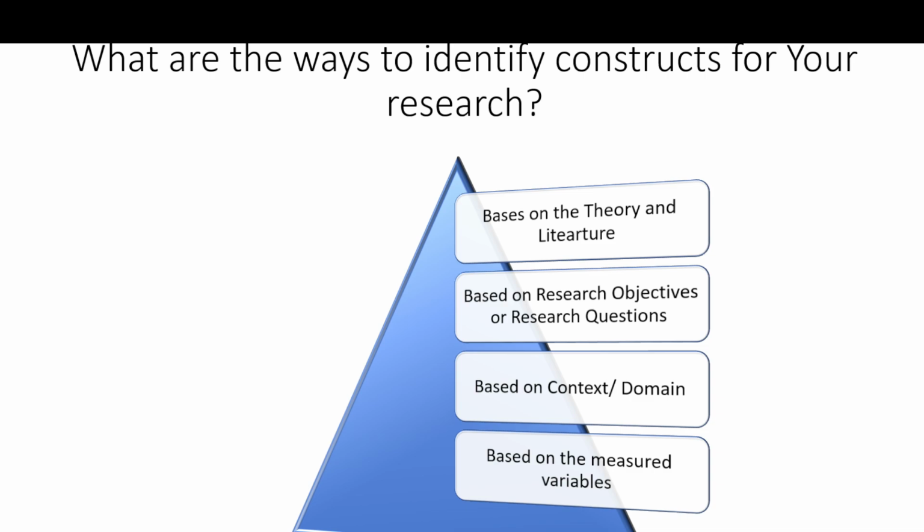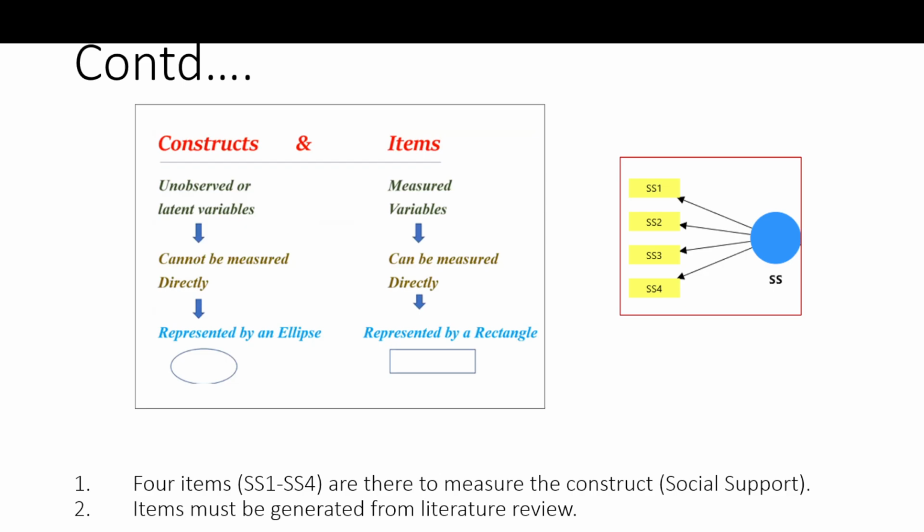Now, what are the ways to identify constructs for your research? It is based on the theory and the literature, based on the research objectives or the research questions, based on the context or the domain, and based on the measured variables.